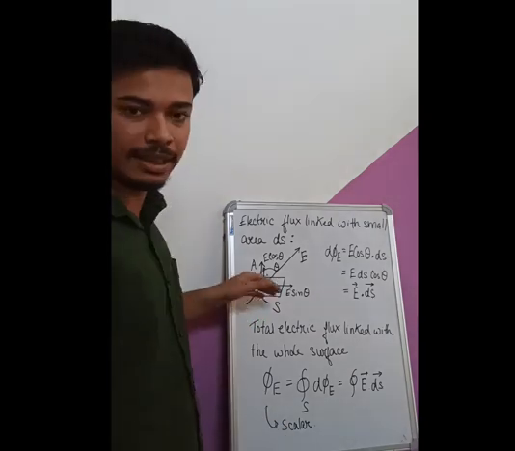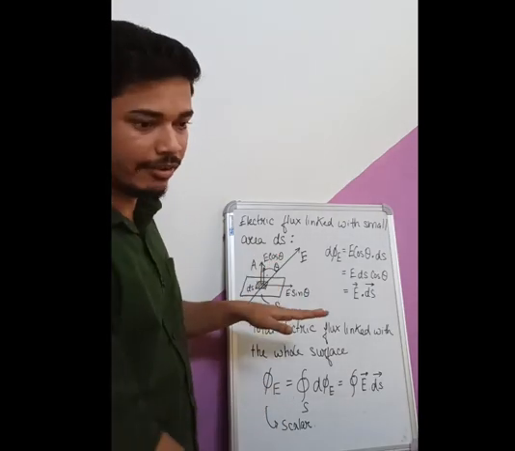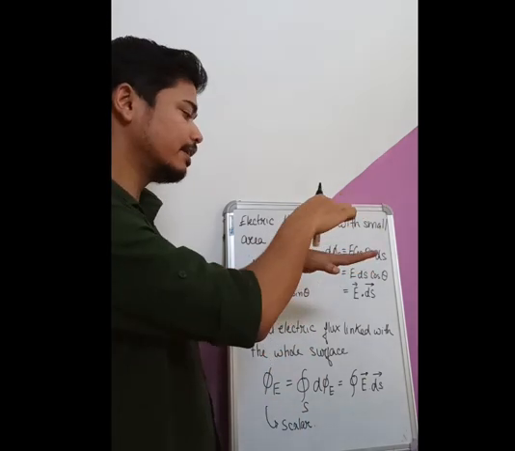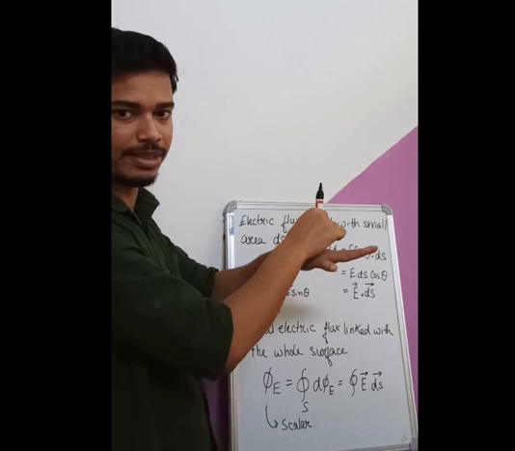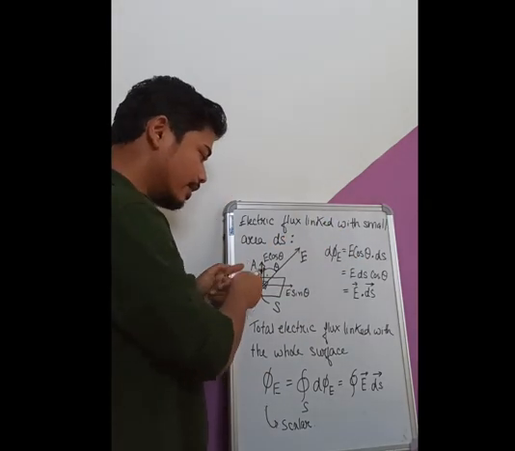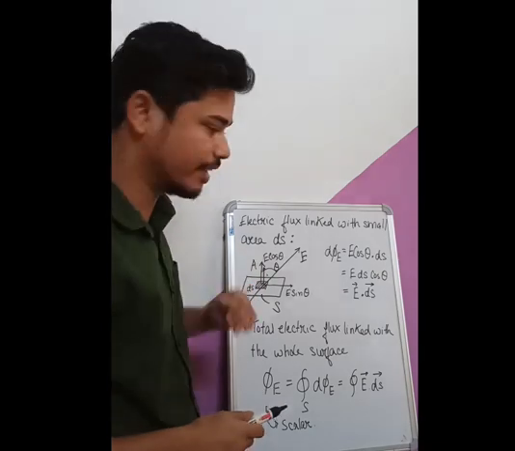So what would be the direction of the area vector? The area vector will be perpendicular to the surface. So if this is the area, then we get the area vector to be perpendicular to this surface in this way. So what I have drawn here is the area vector along this direction, which is perpendicular to the surface.